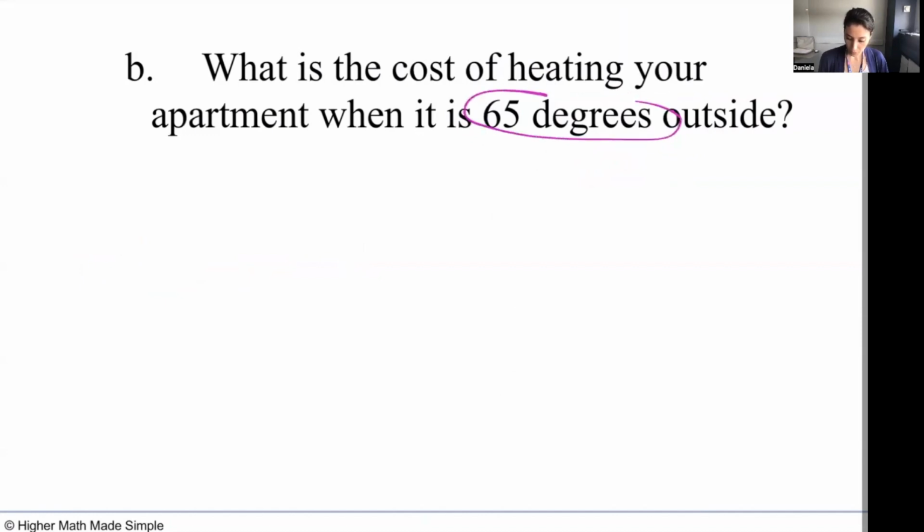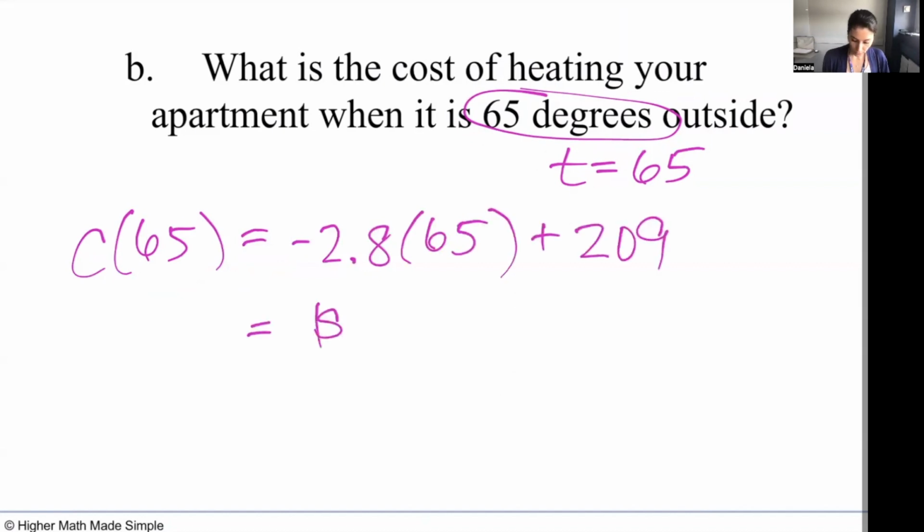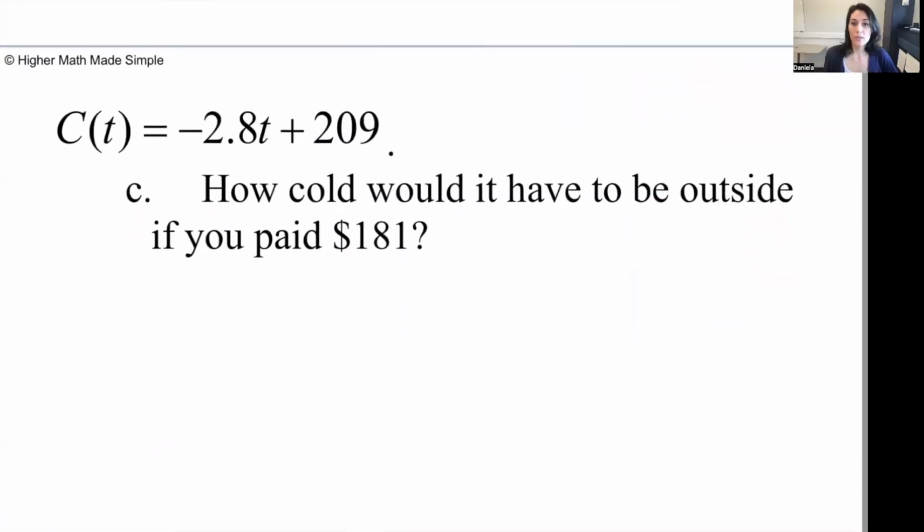Part B is very similar to Part A, except now we are substituting 65 into the function. So that's negative 2.8 times 65. Do that multiplication first and then add it to 209. So we do get $27. And you should always check to make sure that logic after you're doing word problems is correct. The fact that it is hotter outside, does it make sense that I'm going to pay less for the heat? Absolutely.